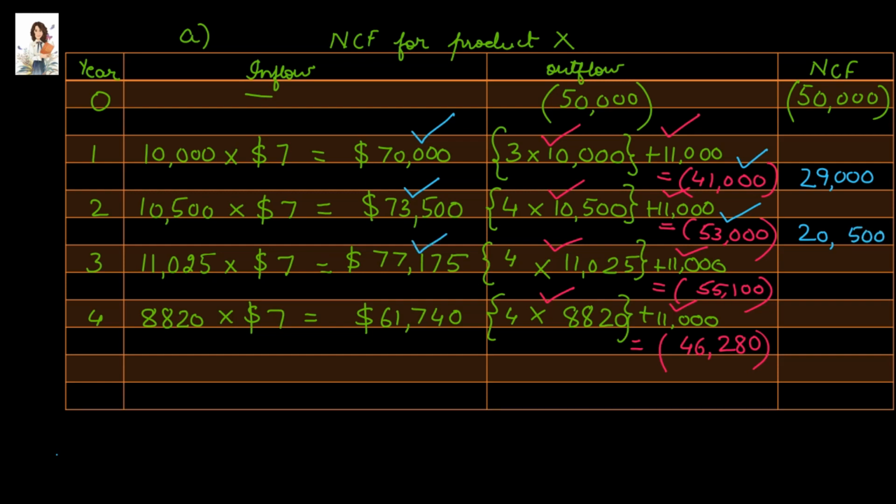For year 3, 77,175 inflow and 55,100 outflow, that is 22,075. For year 4, it will be 61,740 inflow and $46,280 of outflow, that is $15,460. Let's total the net cash flow column. 50,000 negative plus 29,000 positive plus 20,500 positive plus 22,075 positive plus 15,460 positive. We get $37,035. With this, we have completed part A of the question.